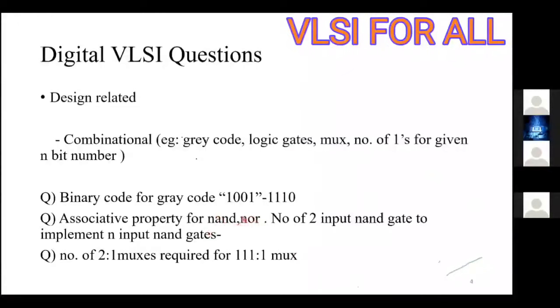For NAND gate and NOR gate, the associativity property doesn't hold. Like for a 3 input AND gate using 2 input AND gates, you can directly implement it using the 2 input AND gates without any additional gate. But coming to this implementation using NAND gate and NOR gate, I will draw it once.